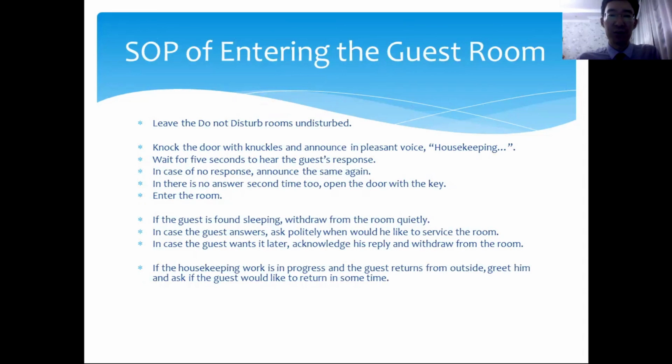Then, of course, we have the standard operational procedures of entering the guest room. Of course, we should look for the sign "Do Not Disturb." If there is a sign, leave that room alone. Then we have to knock, say housekeeping, wait a few seconds, go in, check if the guest is inside or not, and so on. Again, I'm not going to focus on all of them. I hope you're going to read them by pausing this lecture.